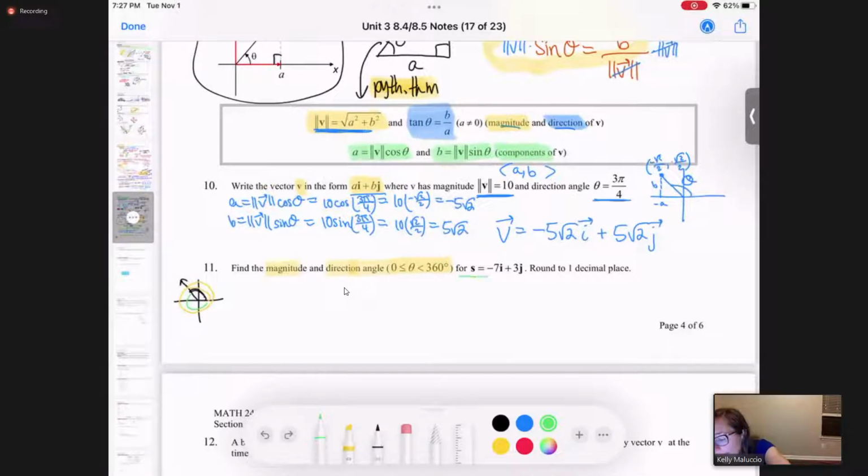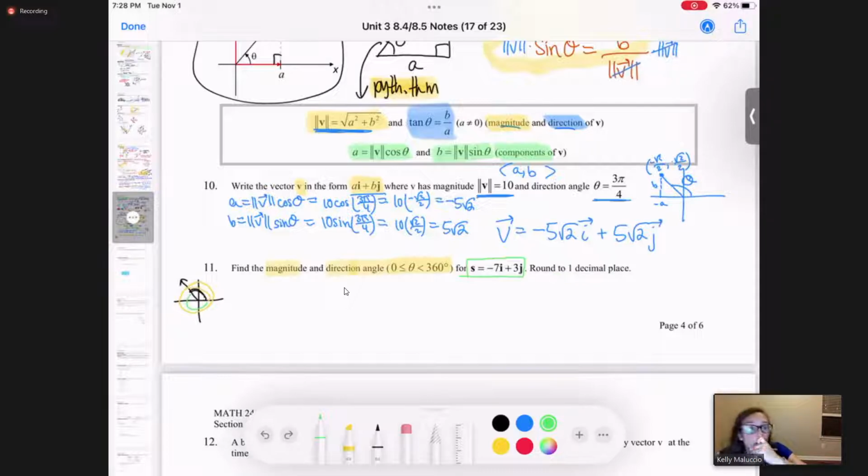For S, now they gave us S equals negative 7I plus 3J. They gave us this piece that we just found in the previous answer. And notice how if we have to round, that means it's not going to be a nice angle like 3 pi over 4. So we'll have to round, and we can do degrees. You can do radians as well, but I would probably do degrees. So we want to round that to no decimal.